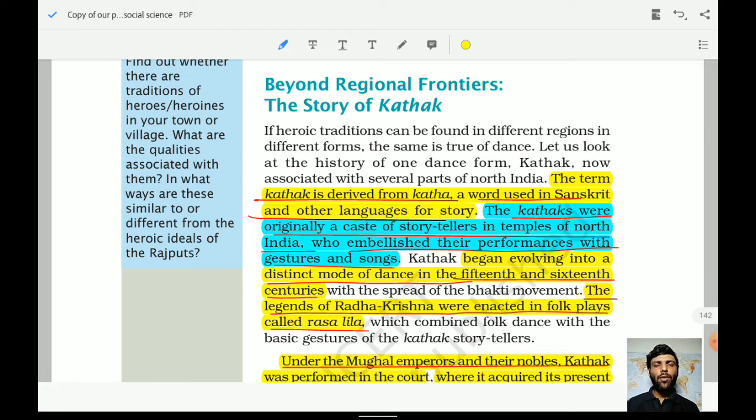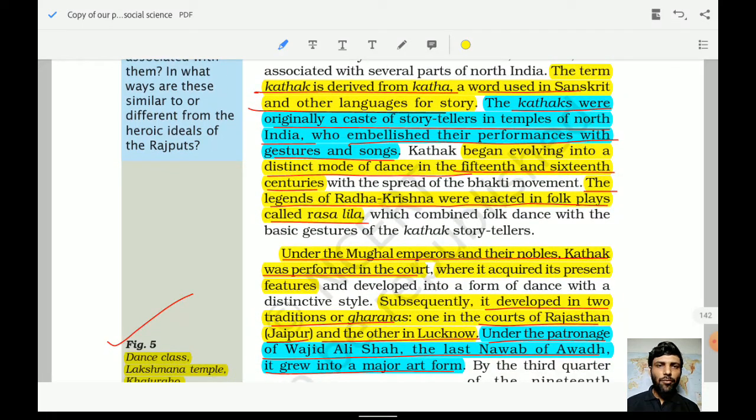It is one of the classical dance forms. So how did it evolve and what is the story of Kathak? Let us read and understand it. The term Kathak is derived from Katha, a word used in Sanskrit and other languages for story. The Kathaks were originally a caste of storytellers in temples of North India. So what is Katha and how did Kathak come into the form which we see today?